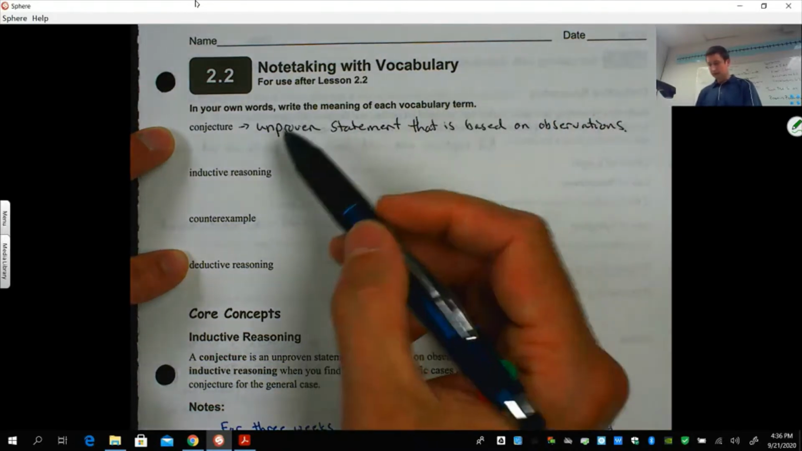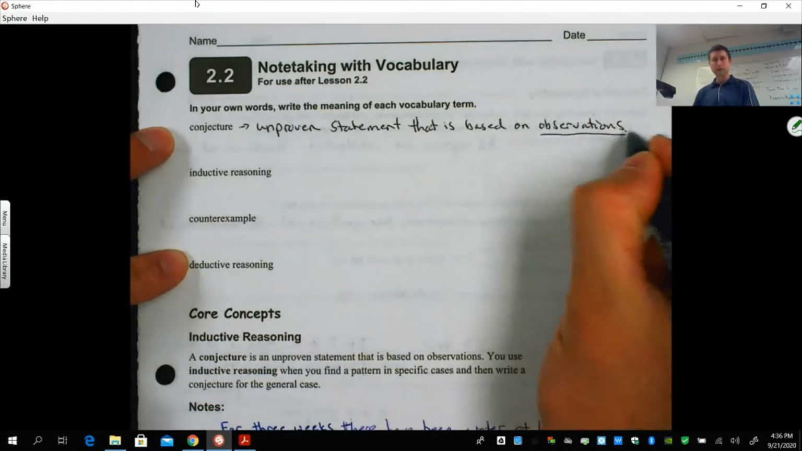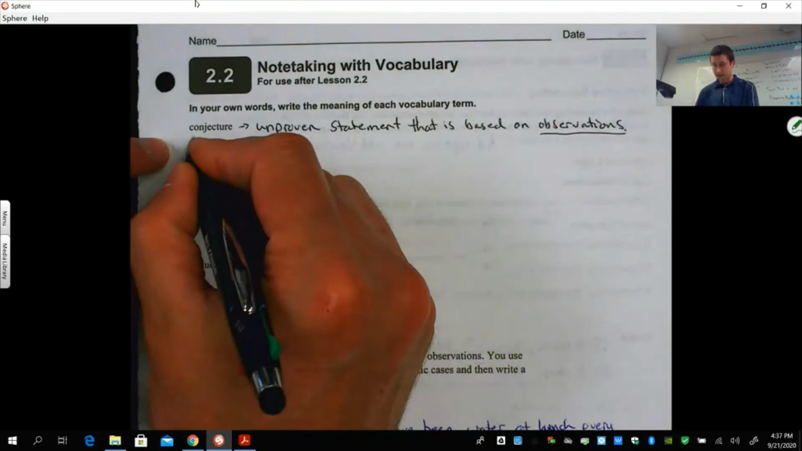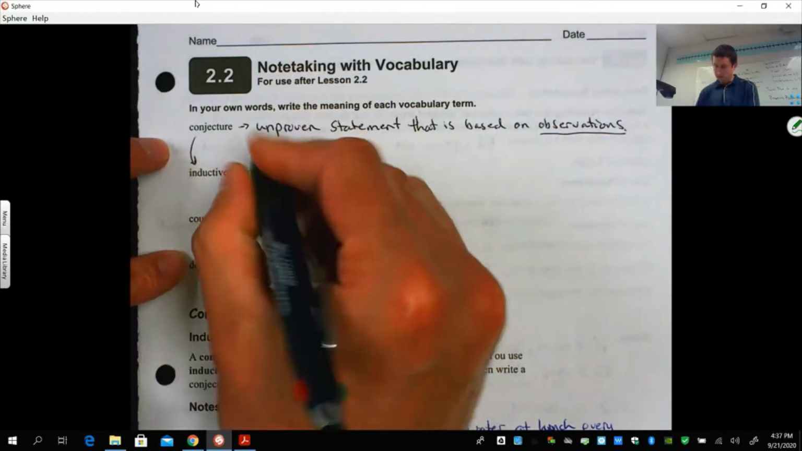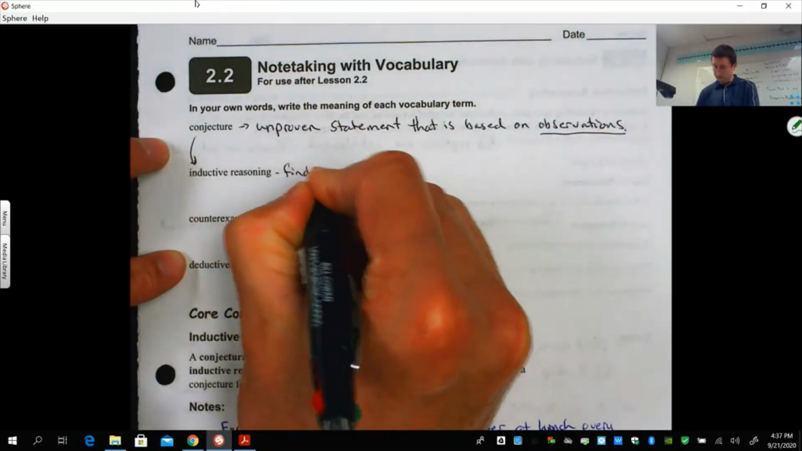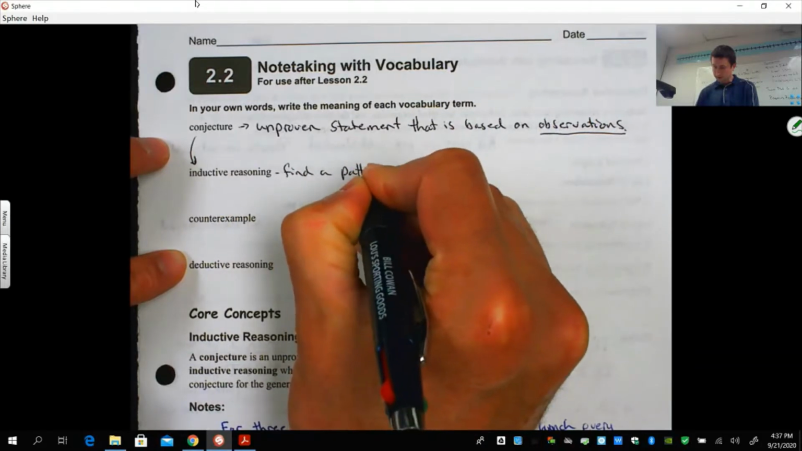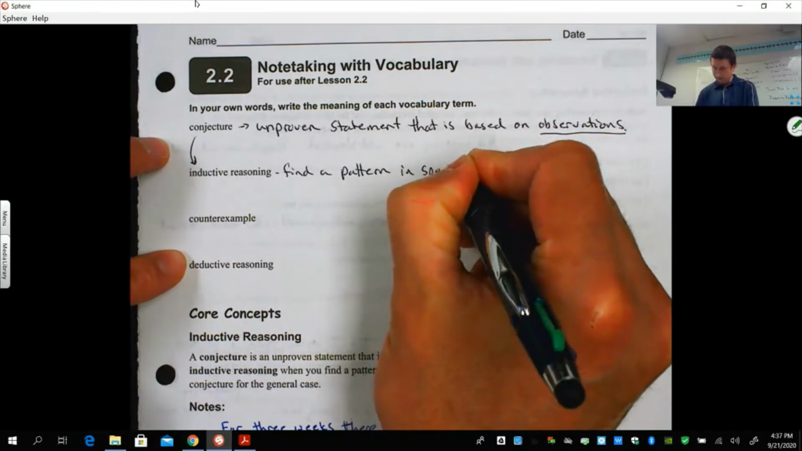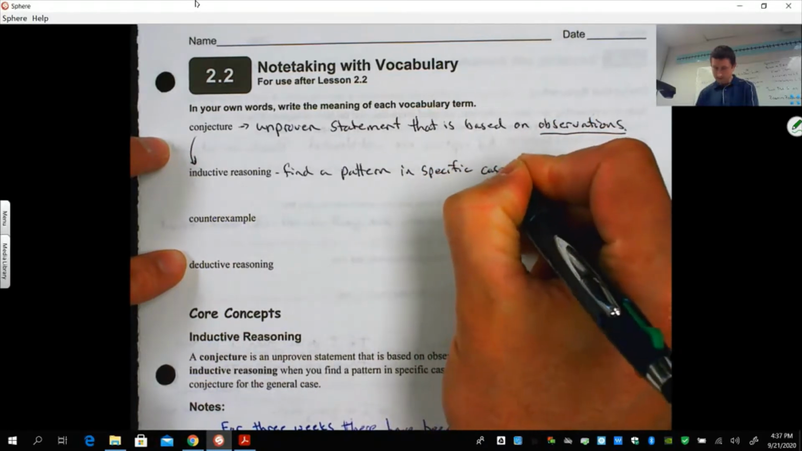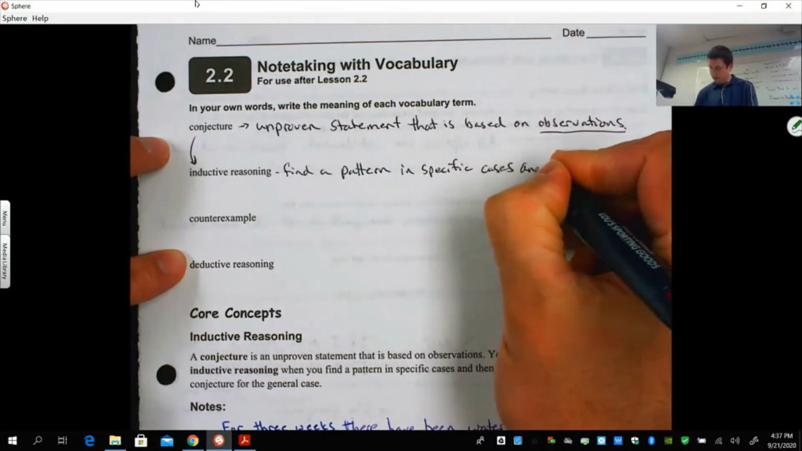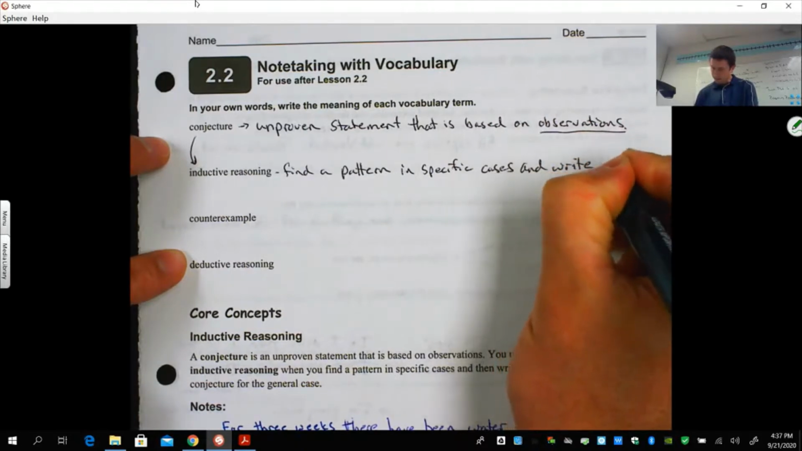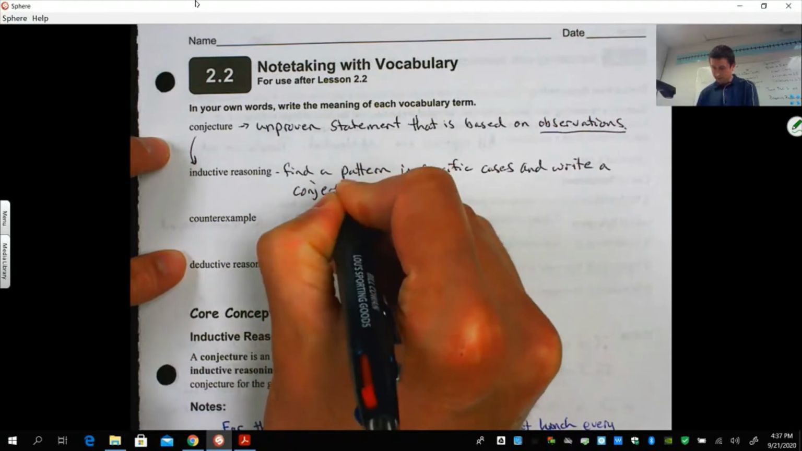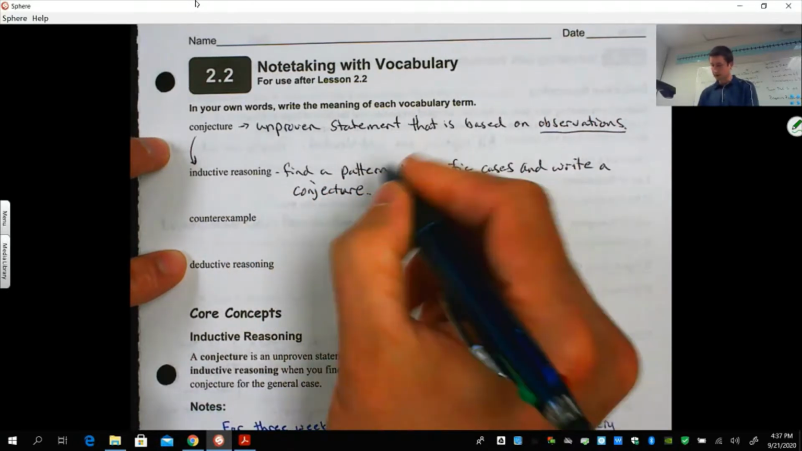So when we're dealing with observations, things that we've seen, things that we've witnessed, that leads us into inductive reasoning. Okay? So that is when you find a pattern in specific cases and write a conjecture.